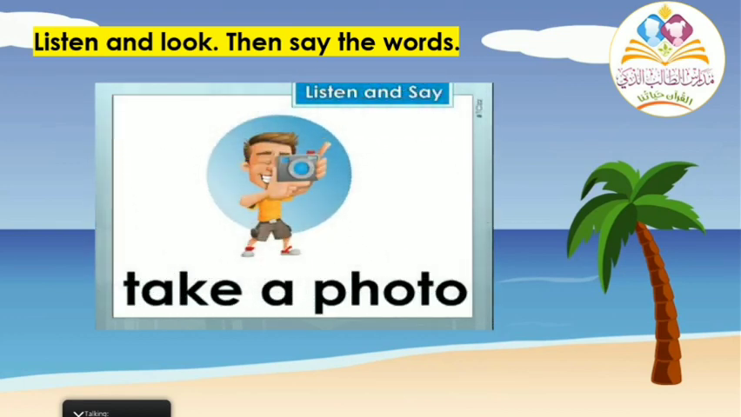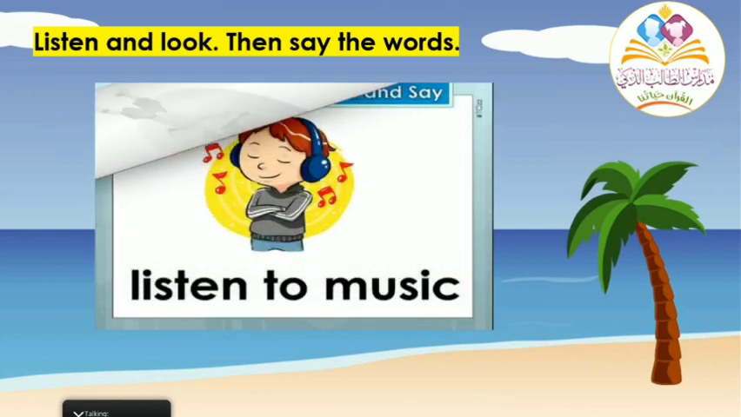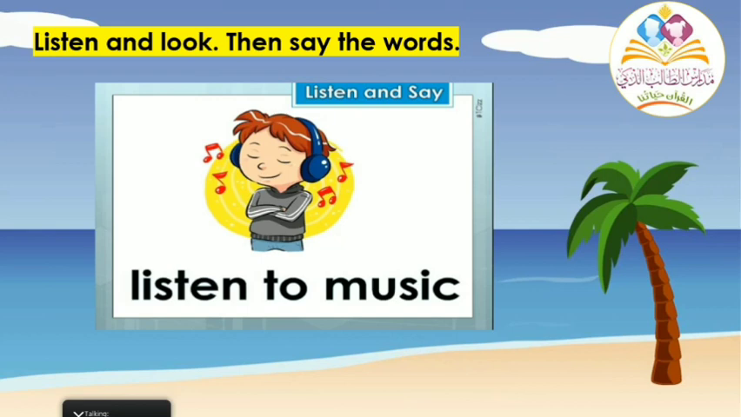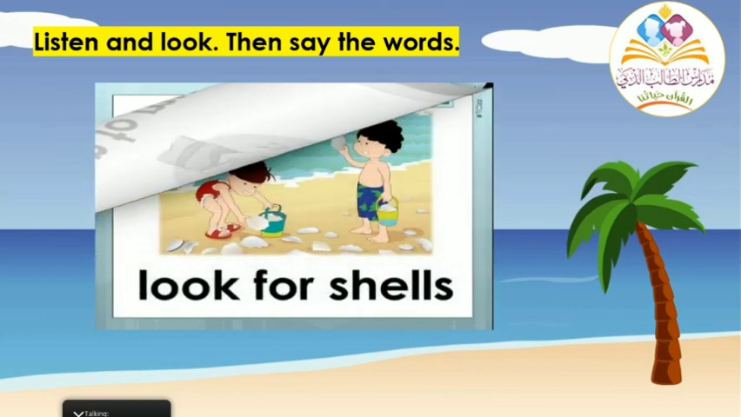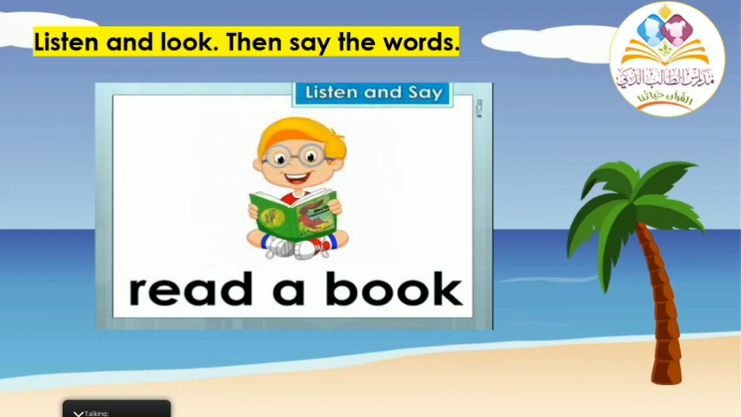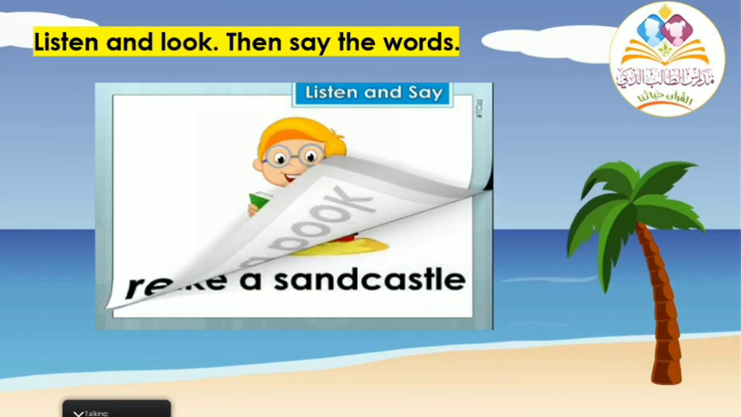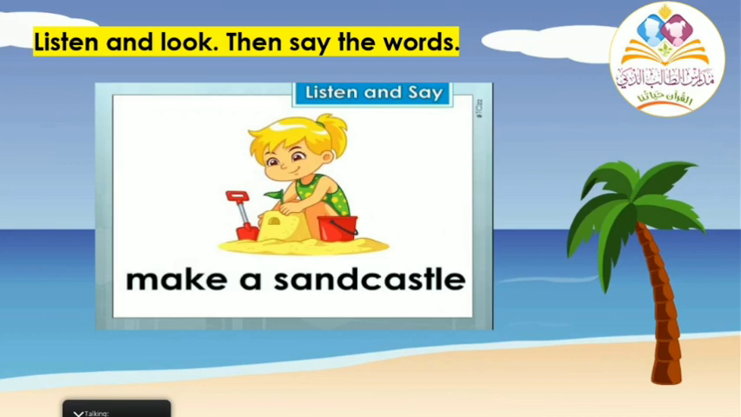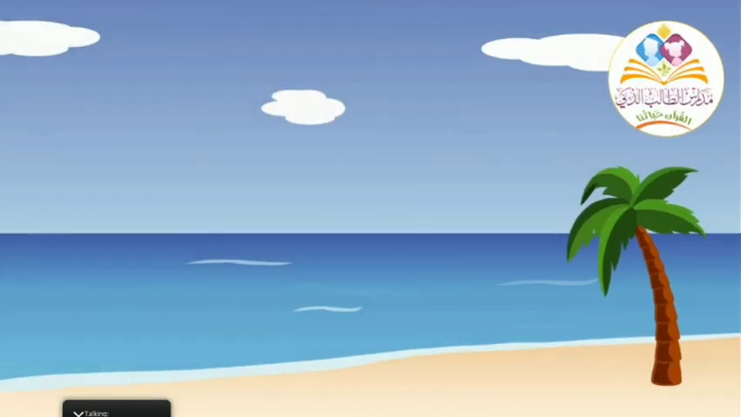4. Take a photo. Take a photo. 5. Listen to music. Listen to music. 6. Look for shells. Look for shells. 7. Read a book. Read a book. 8. Make a sandcastle. Make a sandcastle. Okay, those are the things that we usually do at the beach.